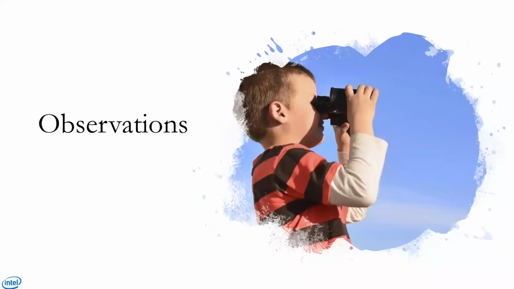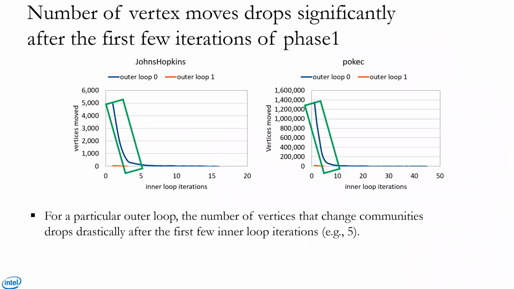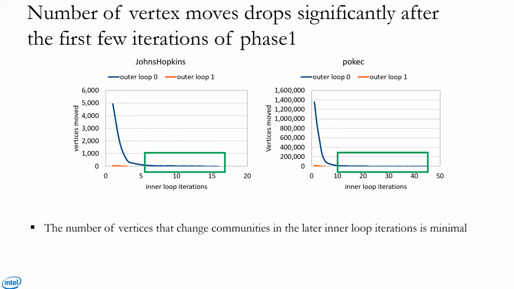While analyzing the Louvain algorithm, we made the following observations. We observed that for a given outer loop, the number of vertices that change their communities drops significantly after the first few inner loop iterations, as shown by these two graphs for Johns Hopkins and Pokec. The number of vertices that change communities in the latter inner loop iterations is also minimal, as is evident by this flattened curve.